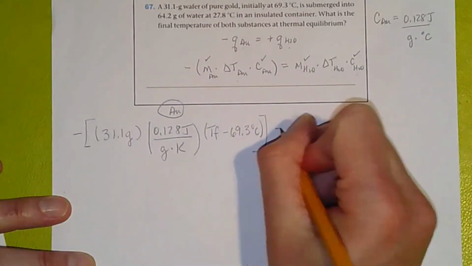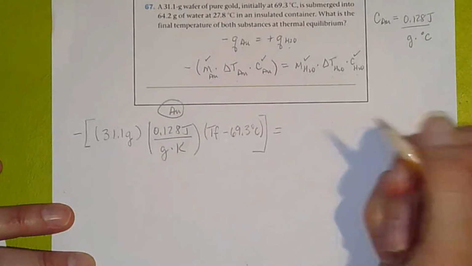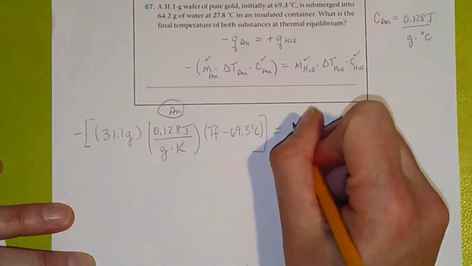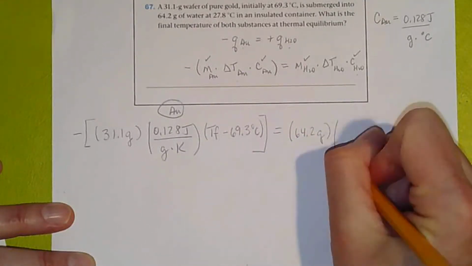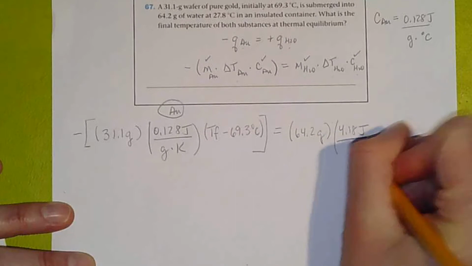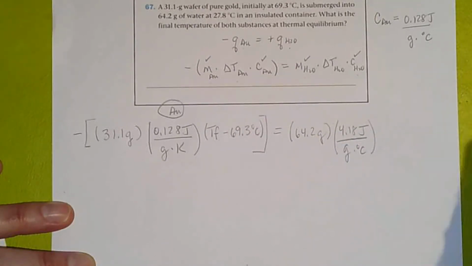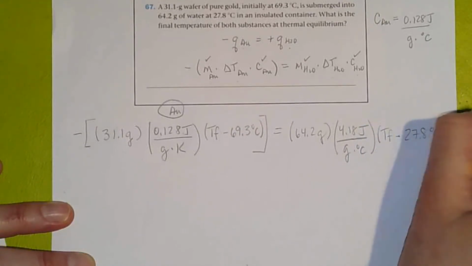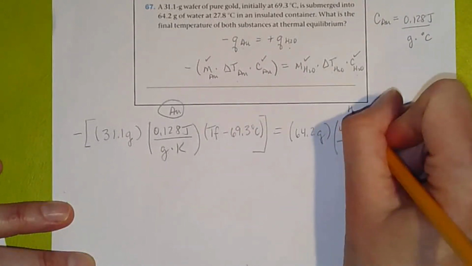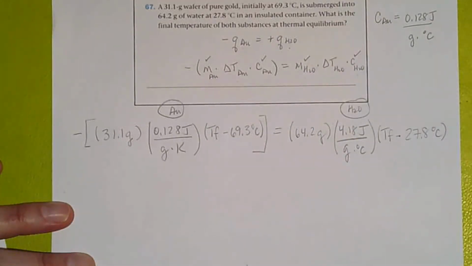Then we're going to set that equal to our positive Q, which involves the water. So we're going to have the mass of the water times the heat capacity of water times T final minus the initial temperature of the water. Everything on this side is the water. That in and of itself really isn't very tricky. It's just solving for the final temperature, which is a little tricky algebraically.